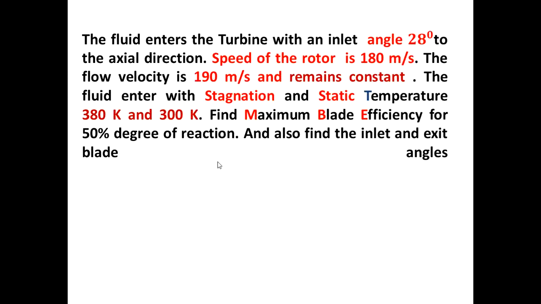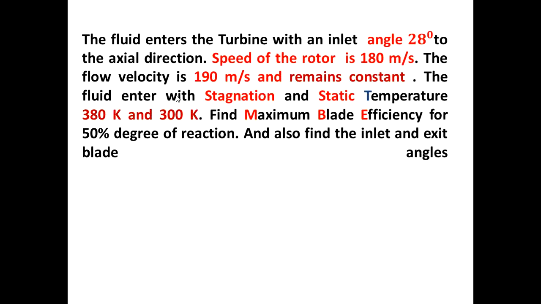The fluid enters the turbine with an inlet angle of 28 degrees to the axial direction. Speed of the rotor is 180 meters per second. The flow velocity is 190 meters per second and remains constant. The fluid enters with stagnation and static temperatures of 380 Kelvin and 300 Kelvin. Find the maximum blade efficiency for 50% degree of reaction and also find the inlet and exit blade angles.